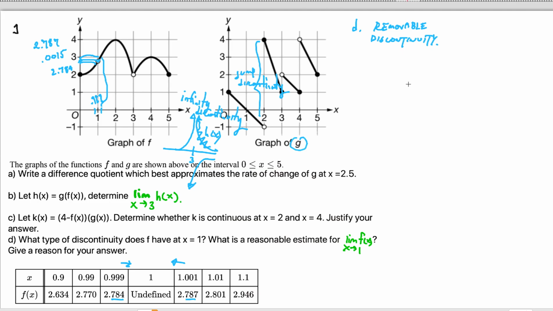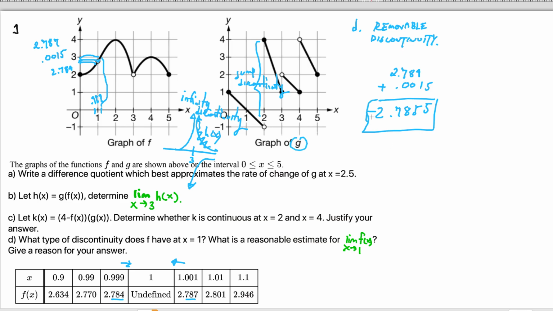So it's going to be 2.784 plus 0.0015. It's going to be 2.7855, and this would be your answer. Okay, give a reason for your answer.